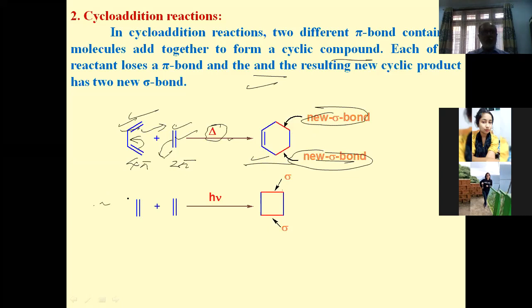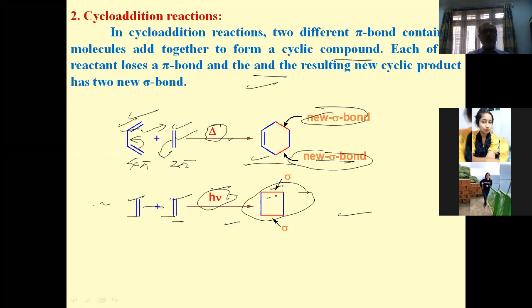And here you find 2 pi and 2 pi, a 2 pi plus 2 pi cycloaddition. But here, this does not take place under thermal condition, it takes place under photochemical condition. Here also 2 new sigma bonds are formed, and each one loses 1 pi electron. That means it had 1, so it becomes 0 pi. Here it also had 1, so this also loses 1. So we get this, and ultimately the system will have a cyclobutane. So that is cycloaddition reaction.